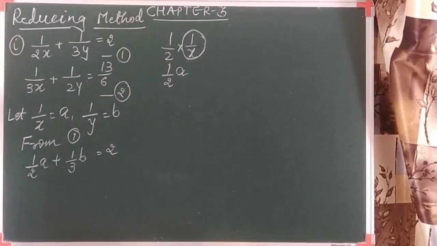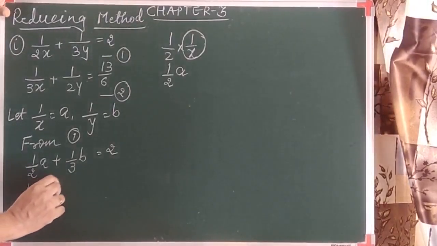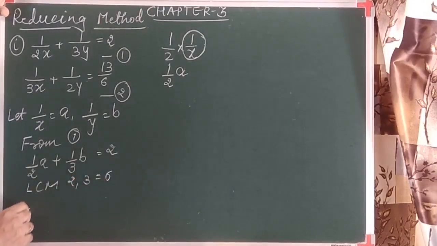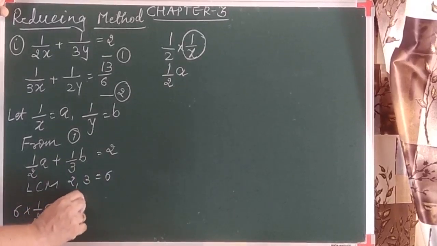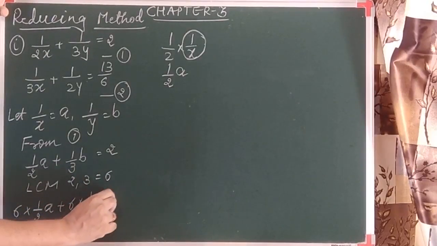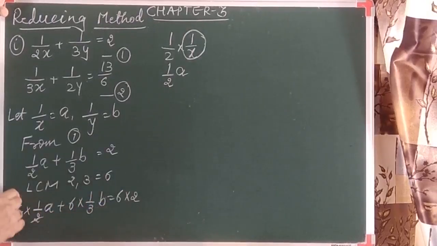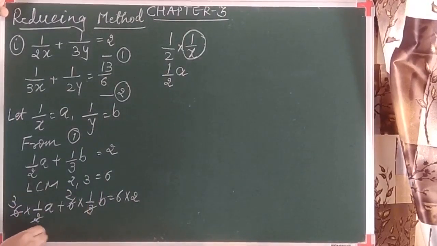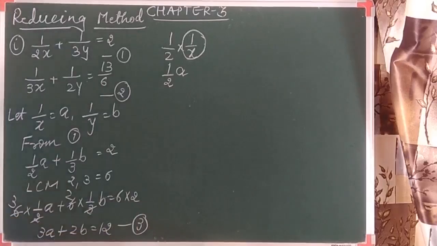As we discussed earlier also, we should never keep the denominator. So let's continue with the LCM. The LCM of 2 and 3 is 6, so we should multiply with 6. 6 into half a plus 6 into 1 by 3 b is equal to 6 into 2. So look at this equation: 2 3s are 6, 3 2s are 6. So we get 3a plus 2b is equal to 6 2s are 12. This is the new equation which we obtained.